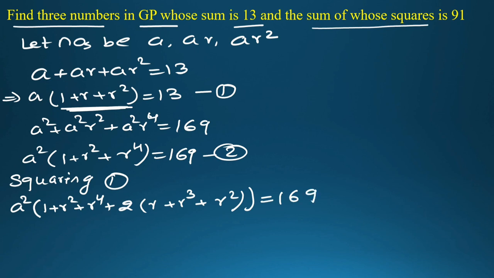Now, why have I written 169 here? No, this is 91 only. See, this is the mistake. If you continue with that, then there is a big problem in the question. It is 91. Now, the right side is 169 because it is 13 square.